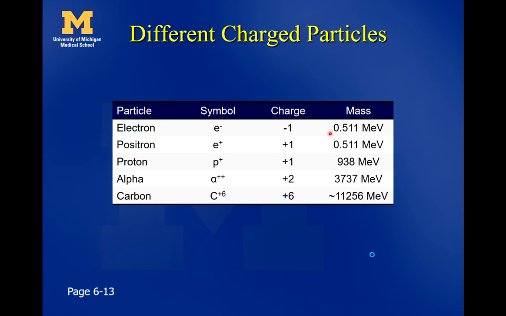Certainly we use electrons. The positron we talked about in X-ray interactions. Protons are used for proton therapy. They're also in the nucleus of the atom. One thing to note is that the mass of the proton is about 2,000 times that of the electron. Alpha particles are important in radiation safety. Some things like radon give off alpha particles when they decay. And some centers are talking about doing carbon ion therapy. So carbon would have a +6 charge on it and an enormous mass.